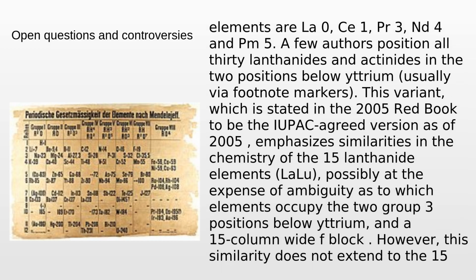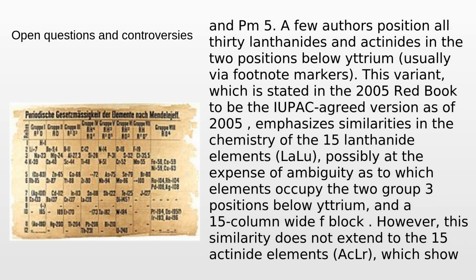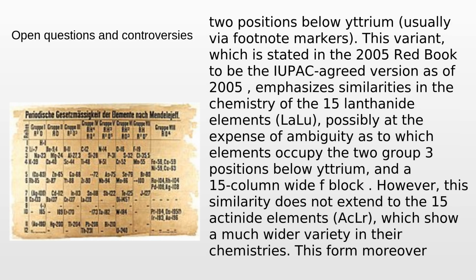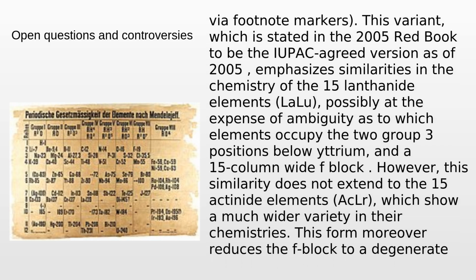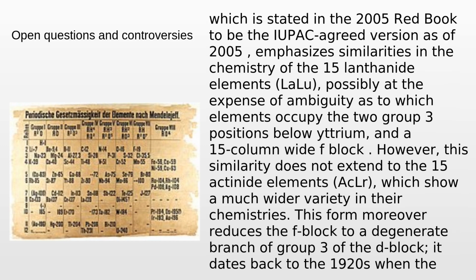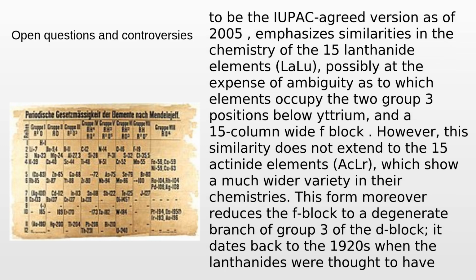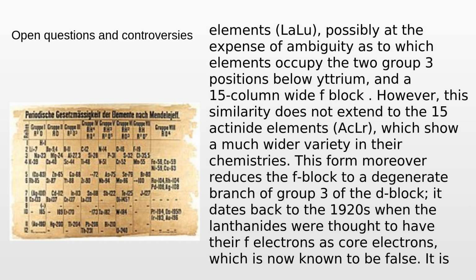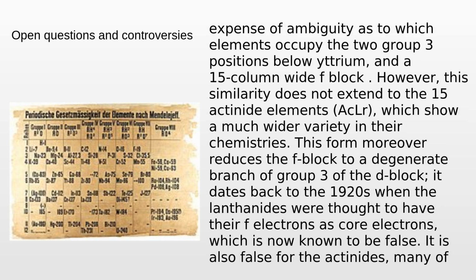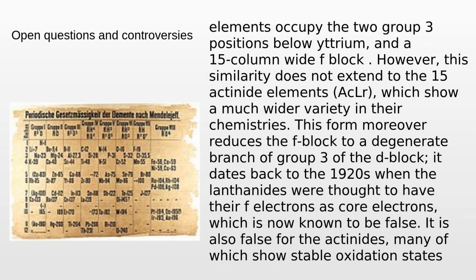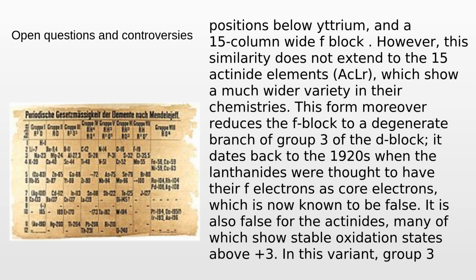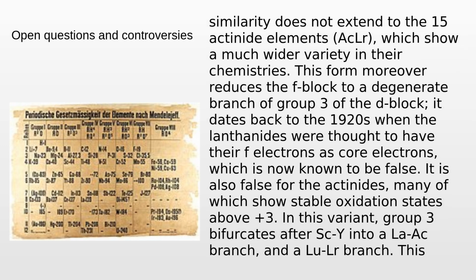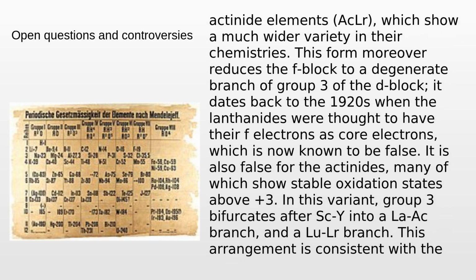A few authors position all 30 lanthanides and actinides in the two positions below yttrium, usually via footnote markers. This variant, which is stated in the 2005 Red Book to be the IUPAC agreed version as of 2005, emphasizes similarities in the chemistry of the 15 lanthanide elements, La-Lu, possibly at the expense of ambiguity as to which elements occupy the two group 3 positions below yttrium, and the 15-column-wide F block. However, this similarity does not extend to the 15 actinide elements, Ac-Lr, which show a much wider variety in their chemistries.